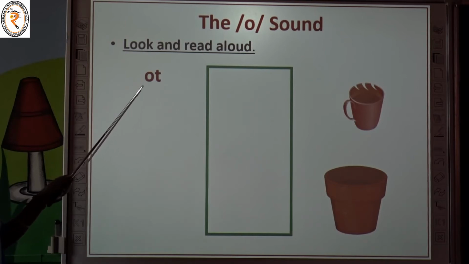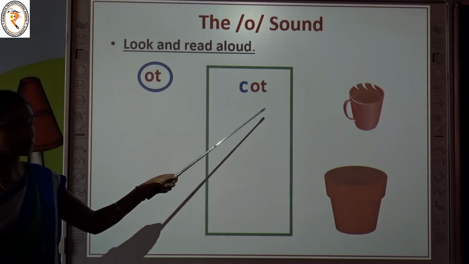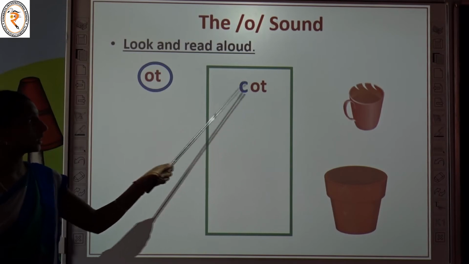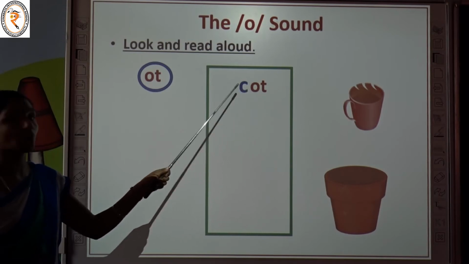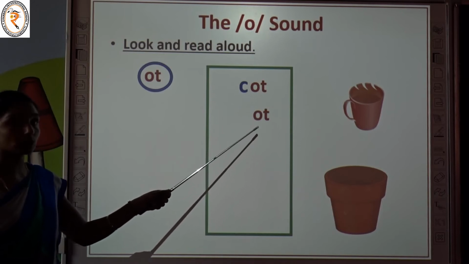The next one, we are going to read some examples that end with the letters OT. Before that, let us learn how to pronounce these letters together. OT together as ot. Let's see some examples. C is added to it. Ik plus ot, cot. C-O-T, cot.